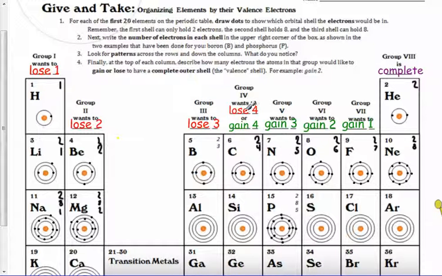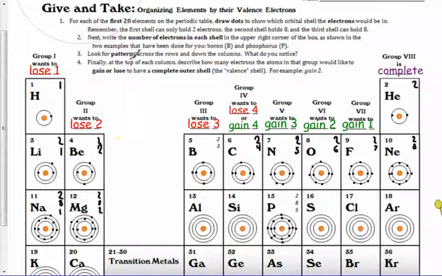Group 4, they can either lose 4 or gain 4. Group 5 wants to gain 3 because they all have 5 in their outer shell. And so forth. Gain 2, gain 1. And group 8 over here is already complete. This one here is complete with 2 in its outer shell. This one's complete with 8 in its outer shell. This one's complete with 8 in its outer shell. Okay, I didn't finish. I only drew through 12, but you get the idea.